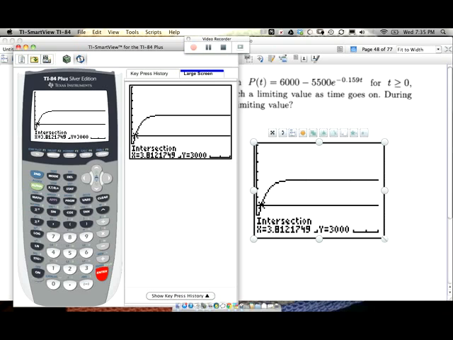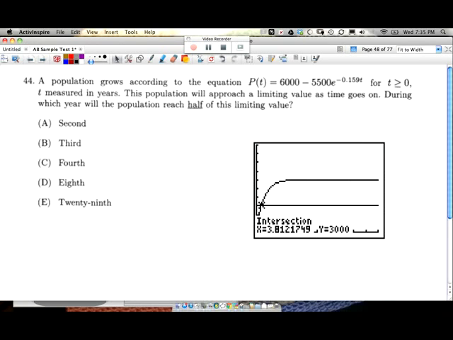Okay, so here's our picture. Here's what's happening. It's at 3.81, year 3.81. So in which year does the population reach half its limiting value? Not the second, not the fourth, but in the third. We don't round up to the fourth because it's still in the third year. So there we go, that's B.